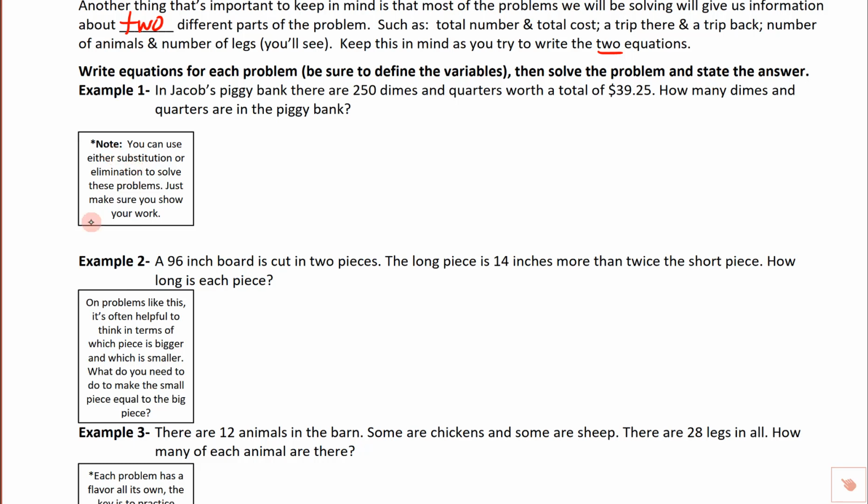So you can use substitution or elimination. Graphing's probably not going to be the best way to do these, although if you wanted to use your calculator, I suppose you could. Usually we want to see the algebraic work, so please make sure that you show that.